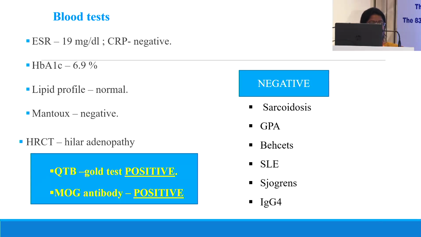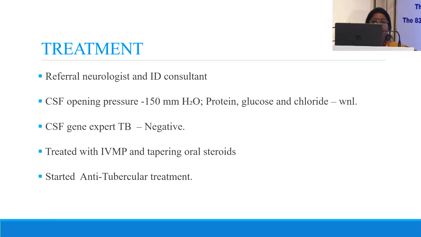So we involved an infectious disease consultant and a neurologist. We went ahead for a CSF. The pressure was normal, the analysis was normal. Her GeneXpert CSF was negative as usual. So she was treated with intravenous steroids and tapering steroids along with a course of antitubercular treatment.